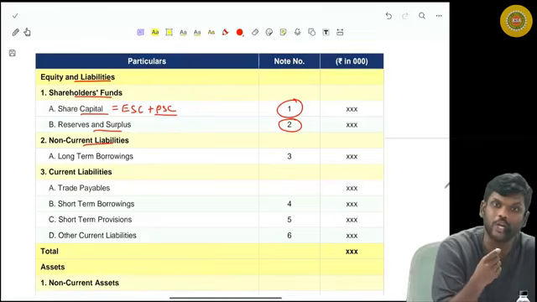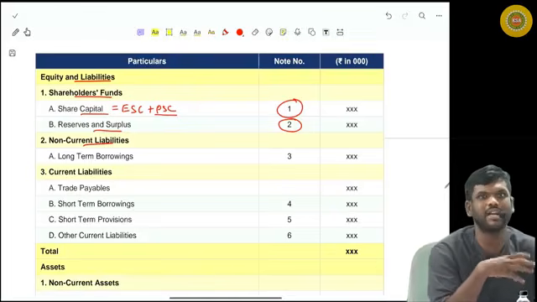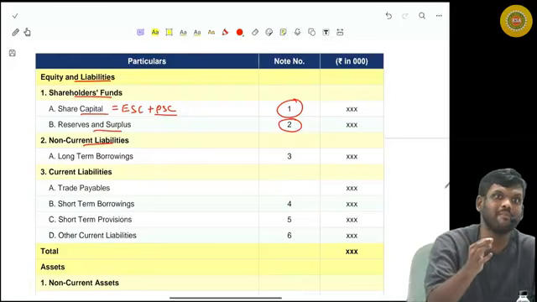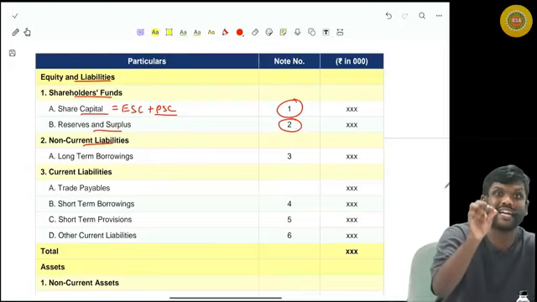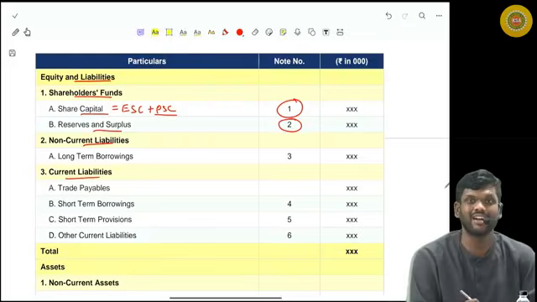Something you are going to settle after 12 months from the balance sheet date, that liability will be called a non-current liability. Any liability which you are required to settle within 12 months from the balance sheet date, that will be called a current liability.